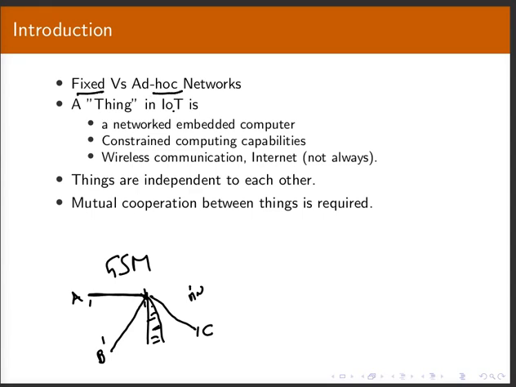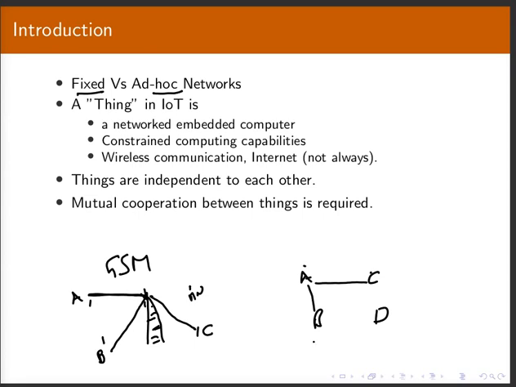Whereas for ad hoc networks, there is no fixed network. For example, if we have nodes A, B, C, D, there is no fixed infrastructure. So A and B directly communicate with each other. If A wants to communicate with C, it directly communicates with C. But the main thing is it should have sufficient radio range to communicate with C.